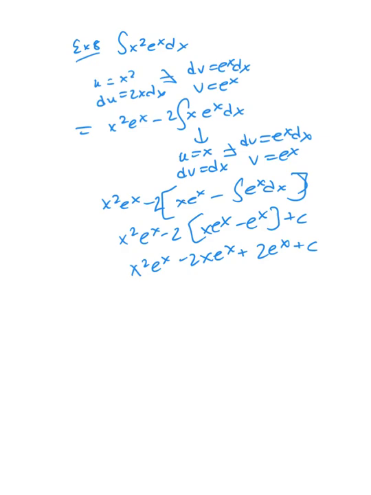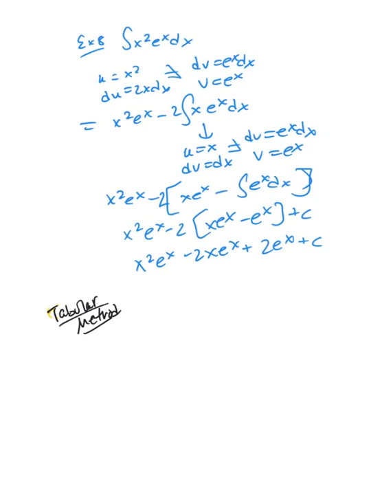Okay? That was like a little mini marathon. So there's an easier way. There's something called the tabular method. You're going to use this when you have a polynomial function and a transcendental function. Transcendental means e or trig, okay? So instead, I'm going to make a table.